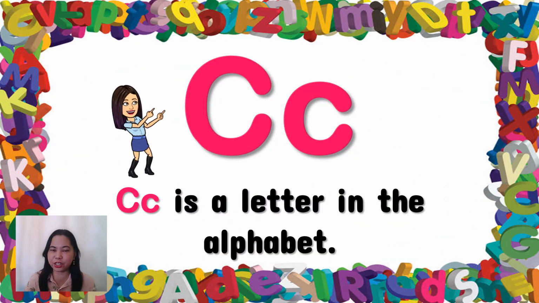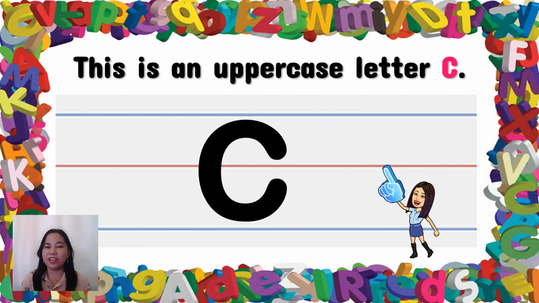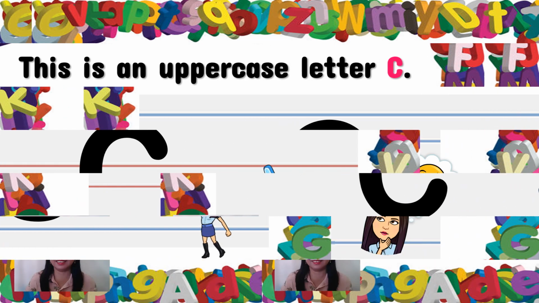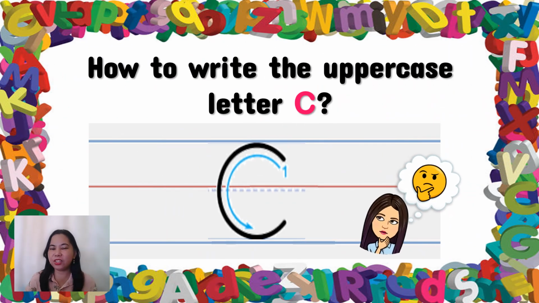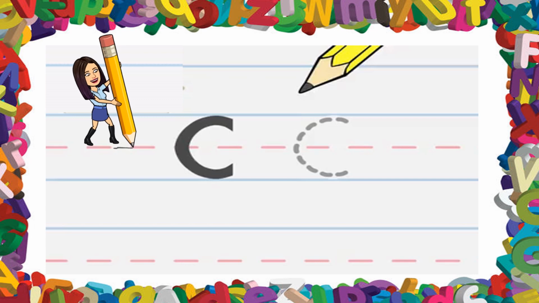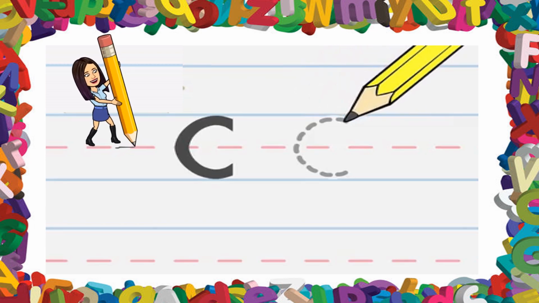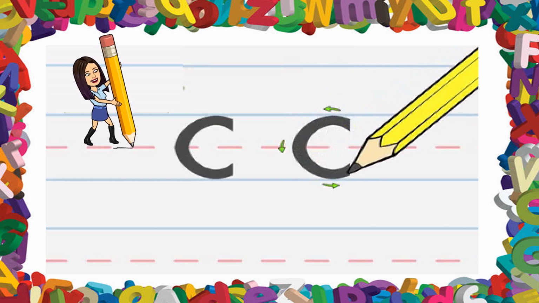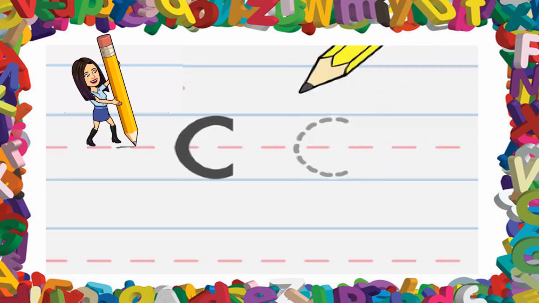C is a letter in the alphabet. This is an uppercase letter C. How to write the uppercase letter C? Use one stroke to write the uppercase letter C. Start below the blue headline. Circle back left ending above the blue baseline.